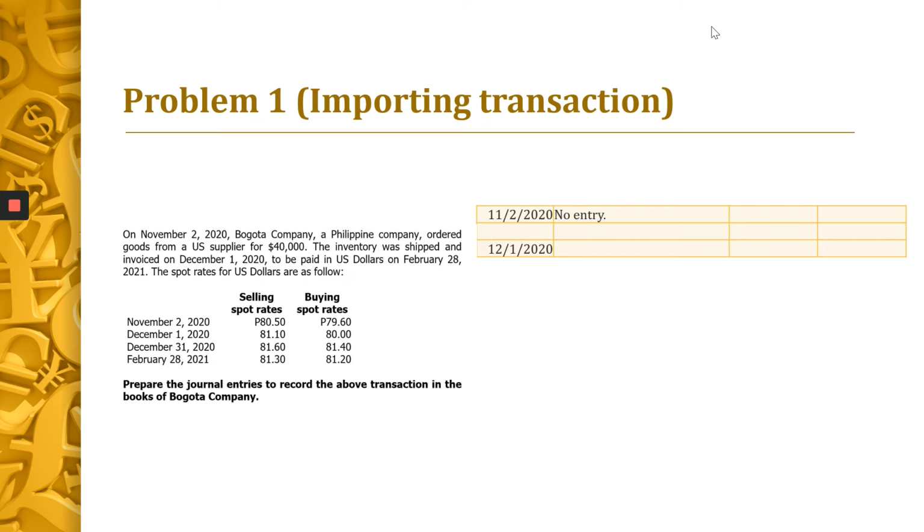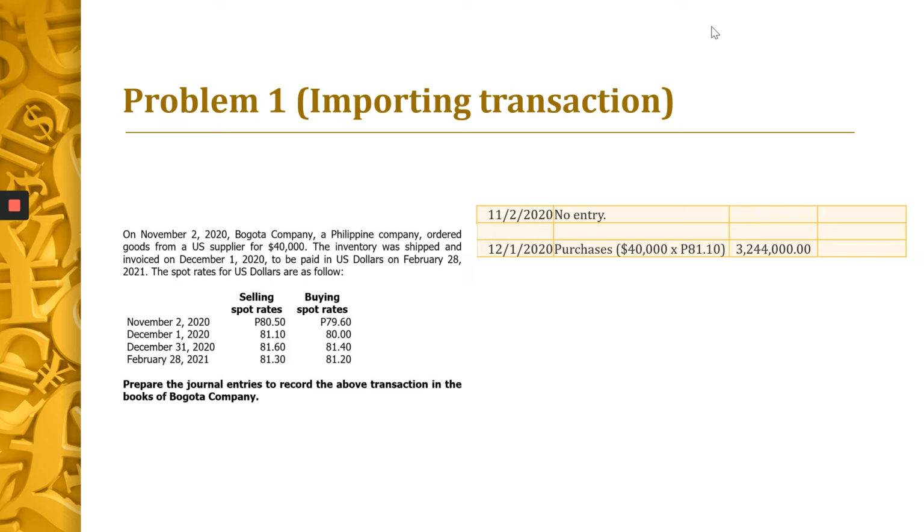So what would be the journal entry to record the importing transaction? It is simply a purchase transaction, debit, purchases. So magkano ang ide-debit nating purchases, sir? Is it $40,000? No. You must translate that $40,000 in terms of Philippine peso. Okay? So ano ang spot rate na gagamitin ulit natin? Selling spot rate. How much is the selling spot rate as of the December 1, 2020? That is 81.10 pesos. So simply multiply 40,000 US dollars by 81.10. Answer, 3,244,000.